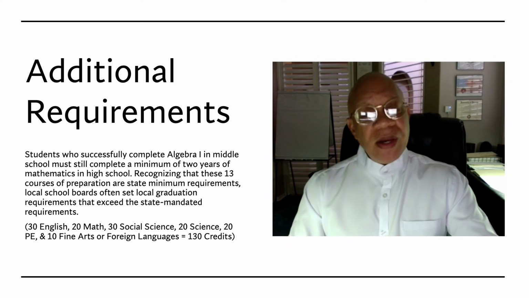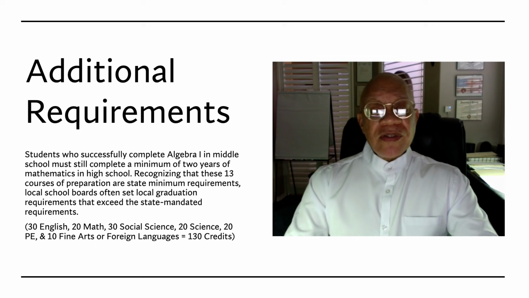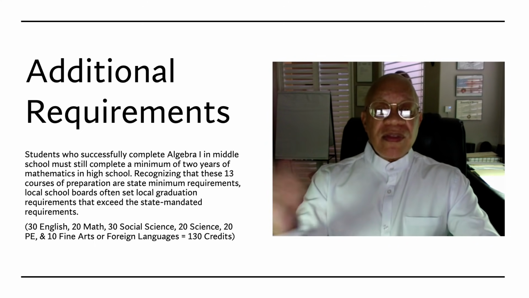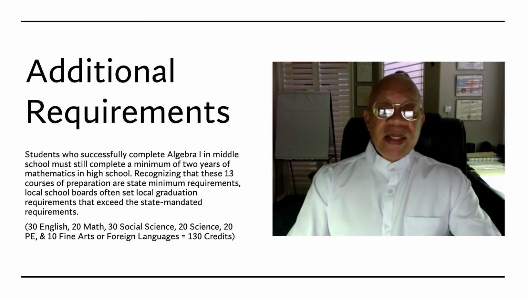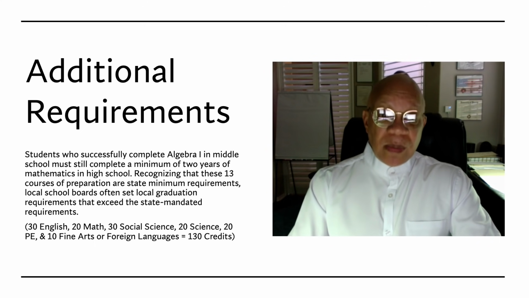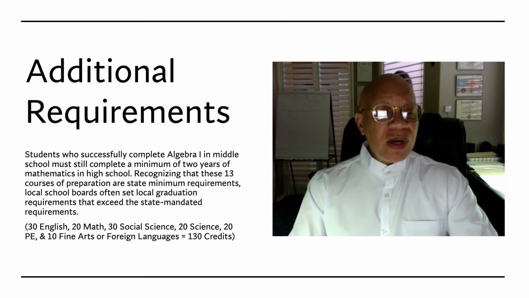So you have the state minimum, and then high schools and districts decide that they want to do more, okay? And during the pandemic, that 130 was a magic number that allowed a lot of students to graduate because they didn't need all the other electives. And you'll understand exactly what I mean as we get to the other ways.